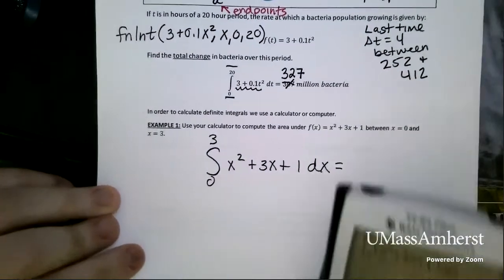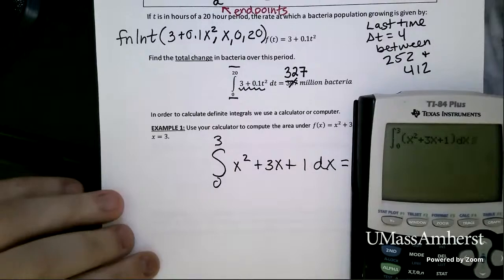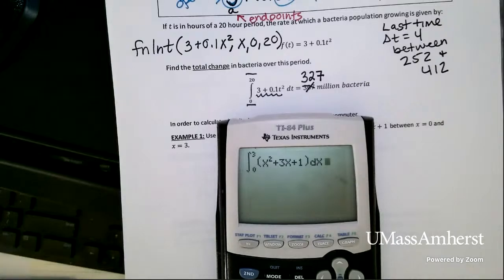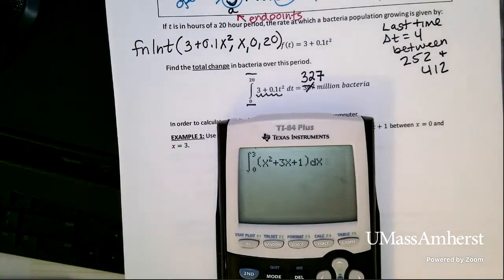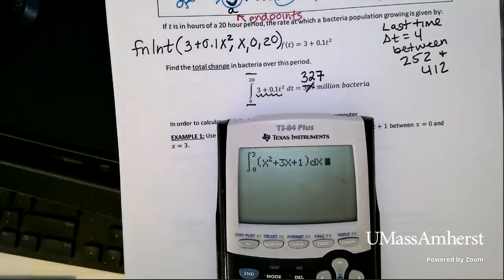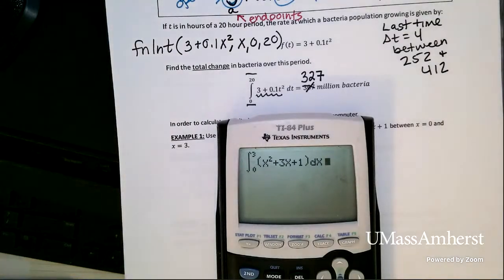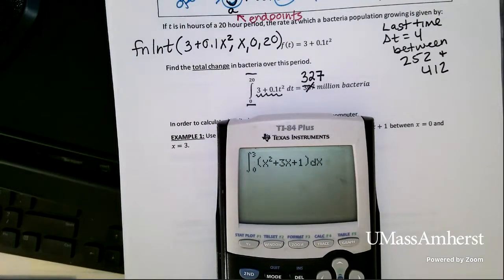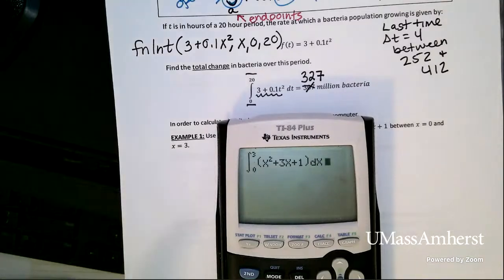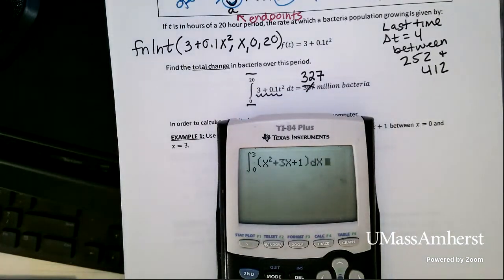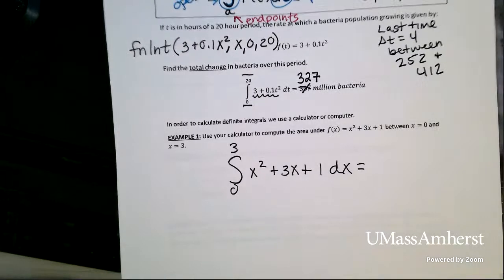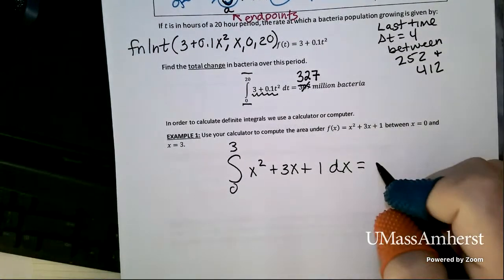Okay, so I'm going to show you again the syntax that I used on my calculator. Here, I'll put it here for a second so we can get out of the light. So again, 0 and 3 are the bounds, x squared plus 3x plus 1 is our function, and then we need the dx. Once you have everything plugged in, you're going to hit enter. If you get an error when you hit enter, it's likely that you put a parenthesis in a weird place, and you may have to go back and fix it. When I hit enter, I get 25.5.